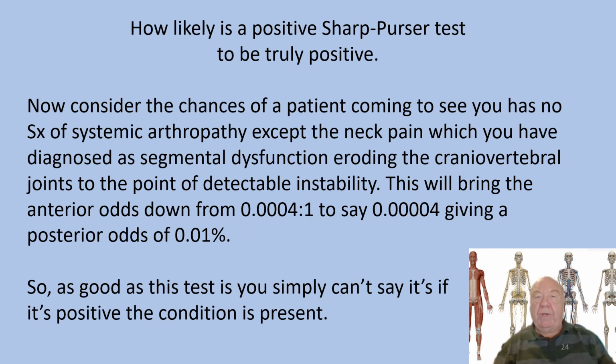So let's go the other way now. Instead of things piling on, let's unpile them a bit. Let's say we're doing a screening test. This happens all the time in classes. You end up with a positive test on students who have no indications that they have a condition that's going to produce instability up in the craniovertebral joints.